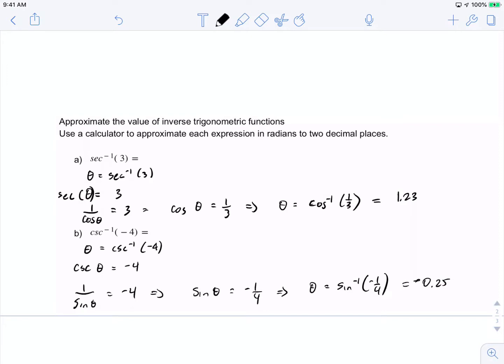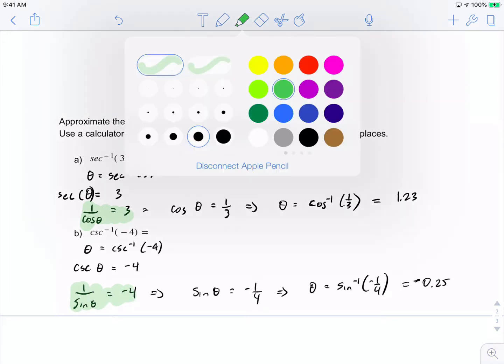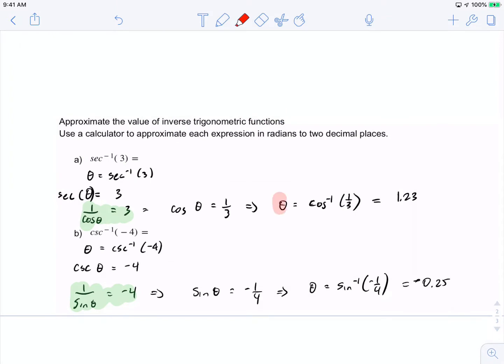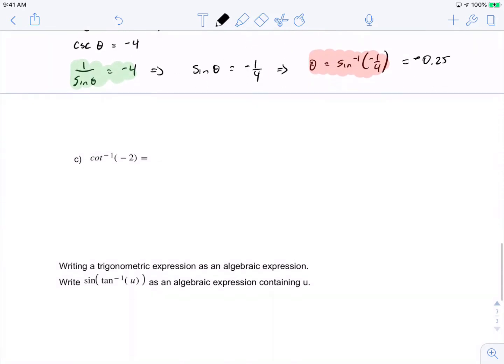So again, the trick is going from secant to the inverse and cosecant to the inverse, and then solving those in terms of inverses of the cosine and sine functions. Okay, one more example.